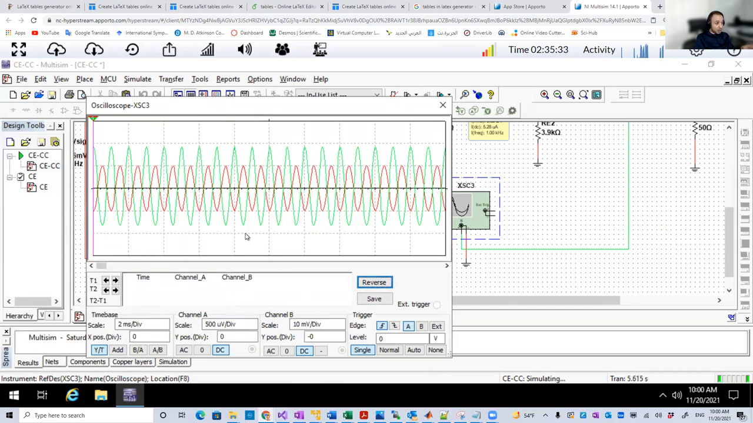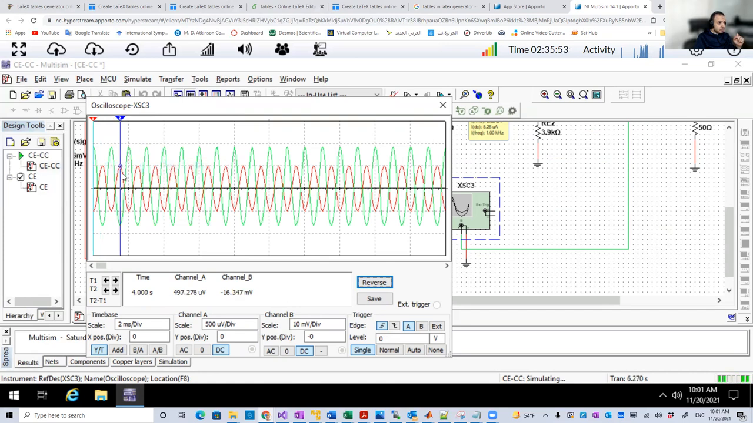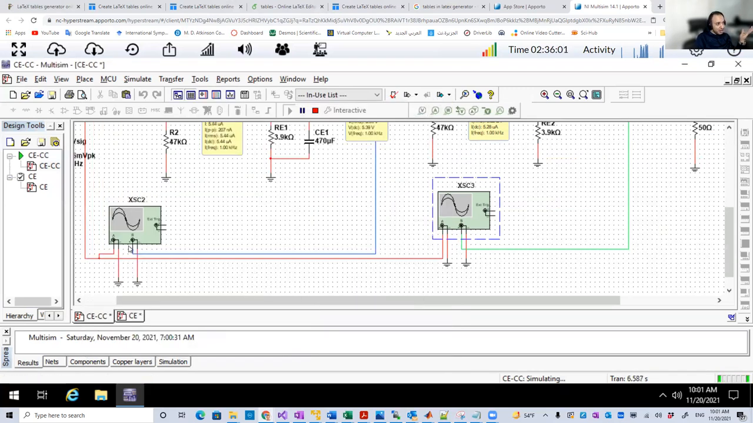Remember, don't make a judgment before you look. Yes, the output is bigger than the input, but that might not be the case if you have different scales. You should look first at the scale and verify with the markers. So let's start by measuring V input, which is the red signal. The input is just the input of the whole circuit, which we know already.